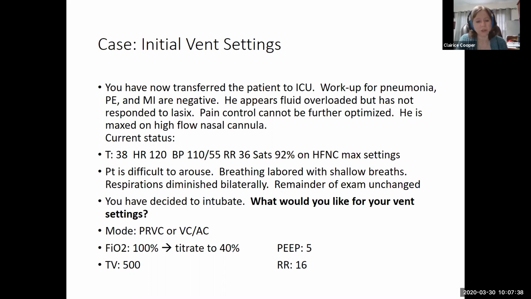We'll assume that they're average, and so 500 is a reasonable starting point. Again, keeping in mind that that may be adjusted depending on the patient. And I didn't tell you anything about a gas. Perhaps we didn't get one.